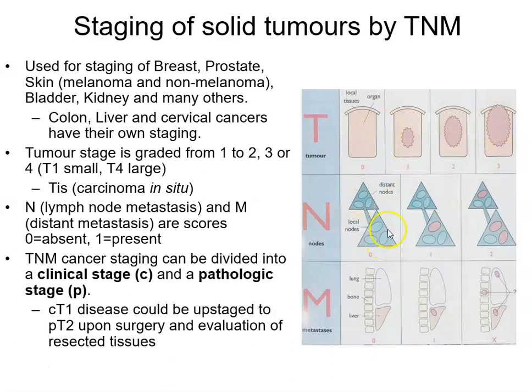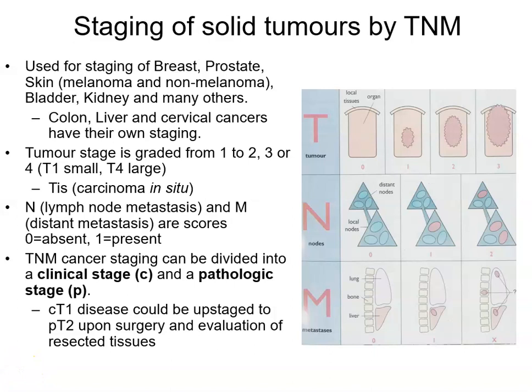So nodes is 0, 1 or 2, whether it's local or distant, and then metastasis can be 0 for absent, 1 for maybe some, the presence of something, and then you can maybe have 1A, B or C for different sites. And in some cases distant lymph nodes would come under M. In other tumour types, distant lymph nodes comes under the N setting or category. So the TNM Atlas is the place to look for details on that. I'll show you just some examples in this session.